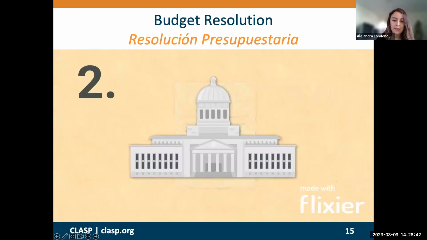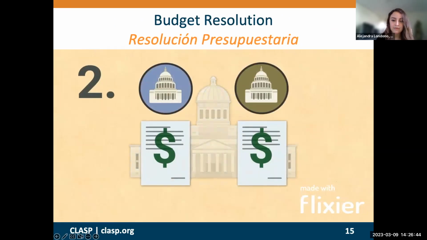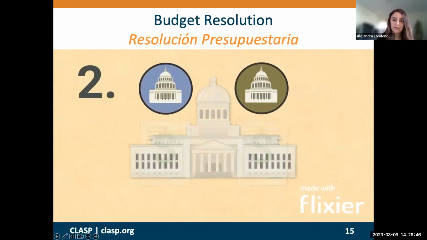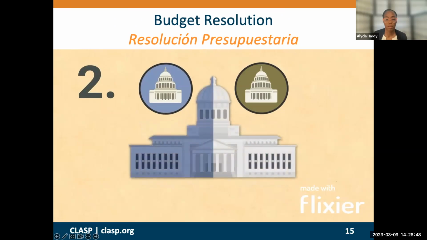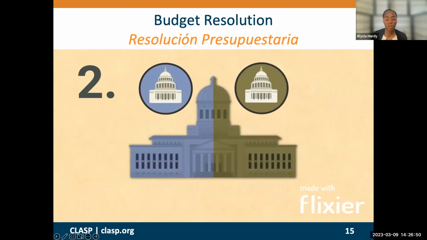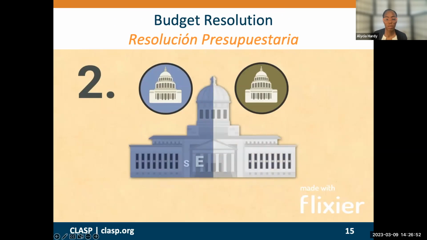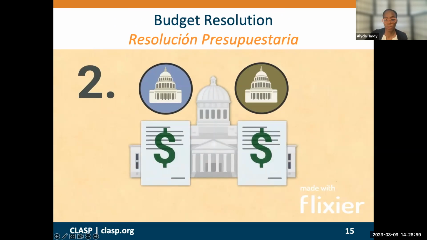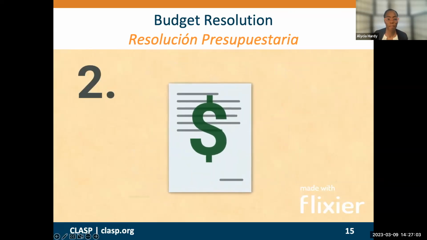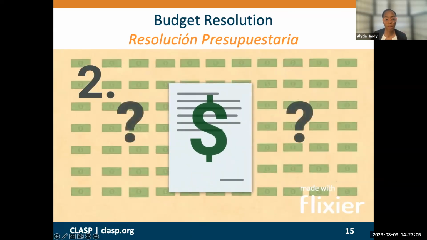2. Congress writes and votes on a budget resolution. Congress is made of two parts, the House of Representatives and the Senate. Sometimes we will call the House of Representatives just the House. After Congress gets the president's budget request, the House and the Senate write and vote on their own separate budget resolutions. A budget resolution is the House and Senate's own plan for how the government will spend money.